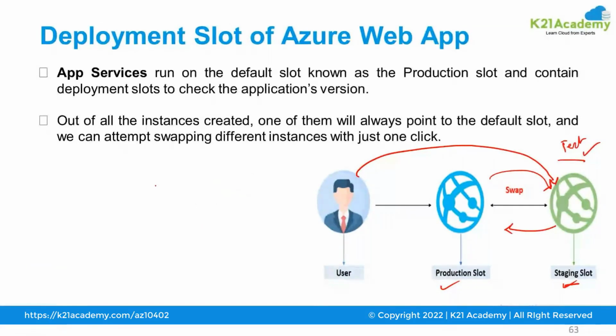App services run on a default slot known as the production slot and contain deployment slots to check the application's version. Out of the instances created, one of them will always point to the default slot, and we can attempt swapping different instances with just one click. That is, you just need to click on swap.